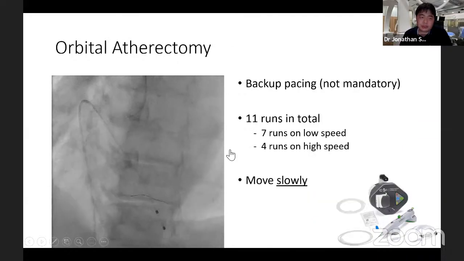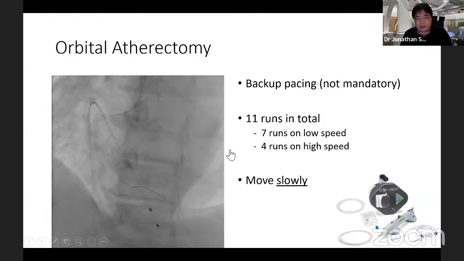And so we decided to do orbital atherectomy. Well, the reason why we chose orbital over rotational atherectomy here is because of the location of the lesion. With orbital, we can perform atherectomy even in a backward motion, but with rota, it becomes very difficult, especially without good guide support. So here you can see we put in a backup pacing. It's not mandatory, but we have time, and we decided to just keep everything safe.